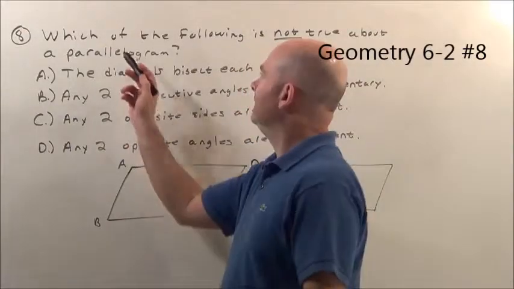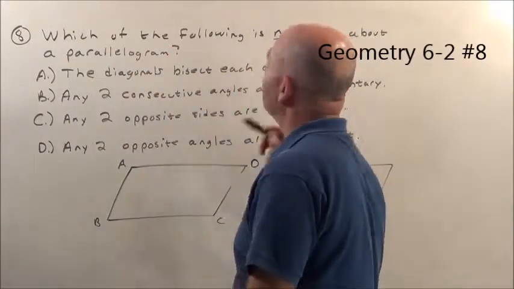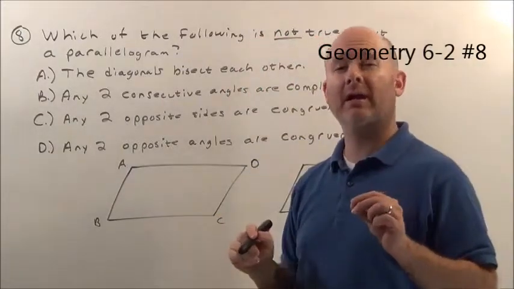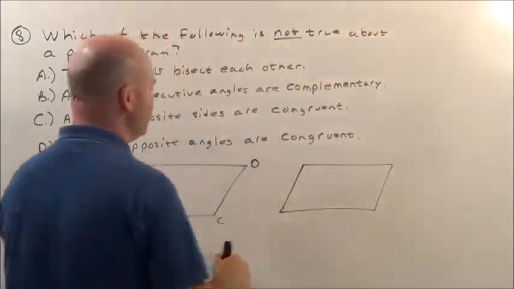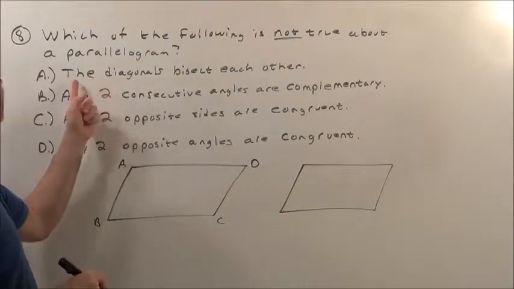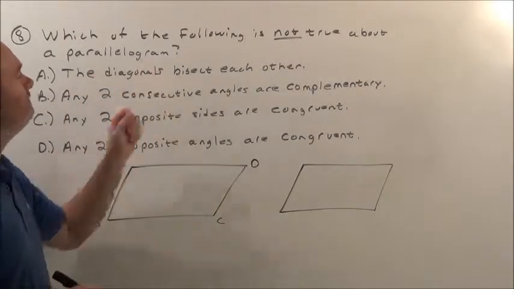Let's look at problem 8. It says, which of the following is not true about a parallelogram? Now here I've drawn two parallelograms down here. Now the first says the diagonals bisect each other.